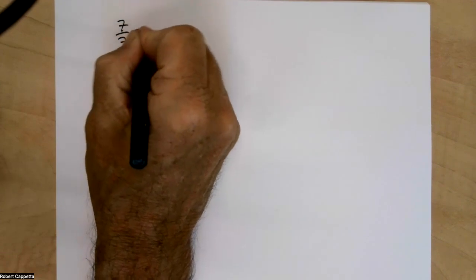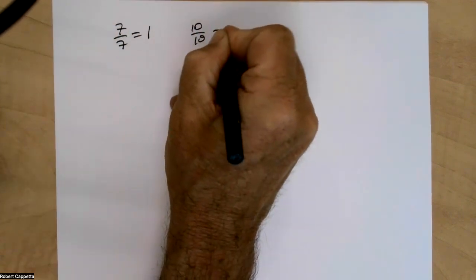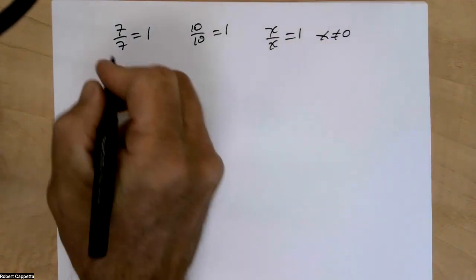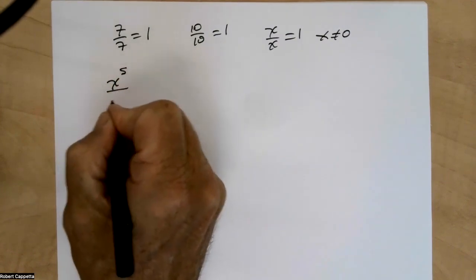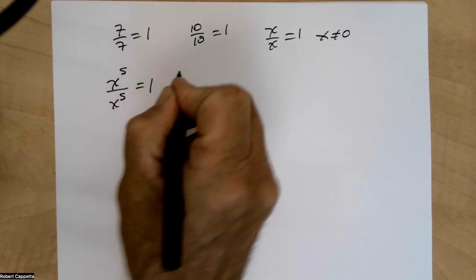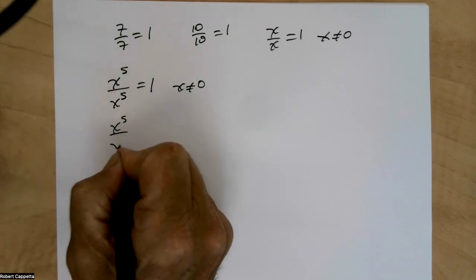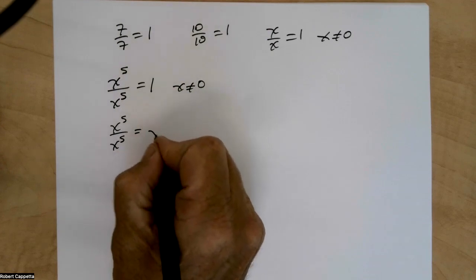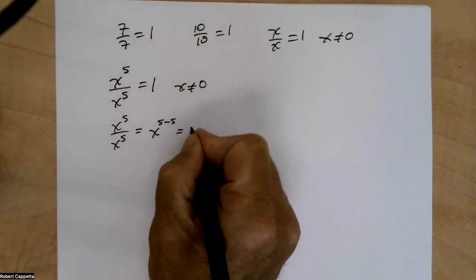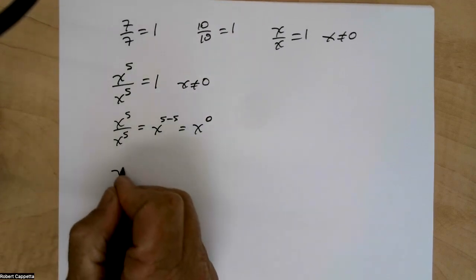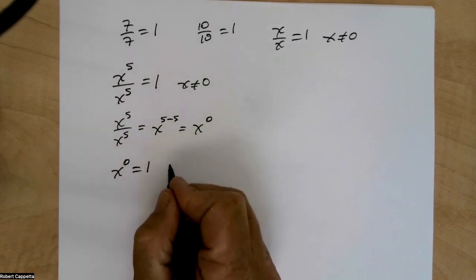Well, remember, 7 divided by 7 is 1. 10 divided by 10 is 1. X divided by x is 1 as long as x isn't 0, right? So x to the 5th over x to the 5th, something over itself, should be 1 again as long as x isn't 0. We can't divide by 0. But we just said with our rule, x to the 5th over x to the 5th, same base, we should be able to subtract the exponents. That's the same as x to the 5 minus 5, which is x to the 0. And that gives us one of our most important rules, namely x to the 0 power equals 1 for any x other than 0.